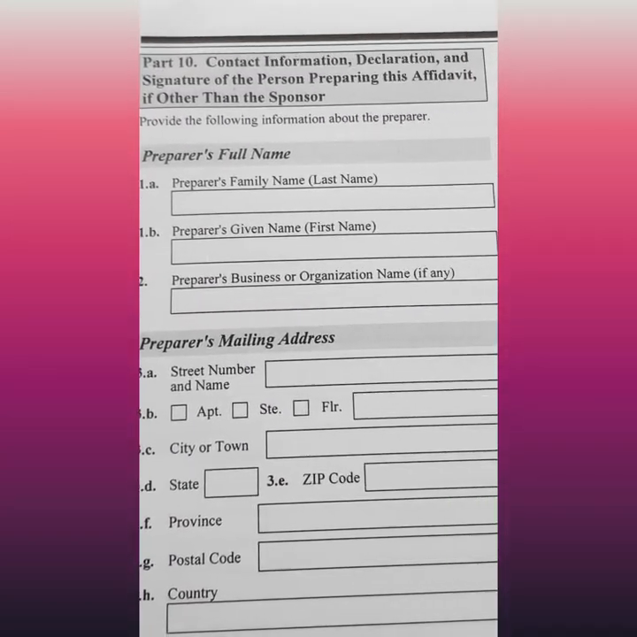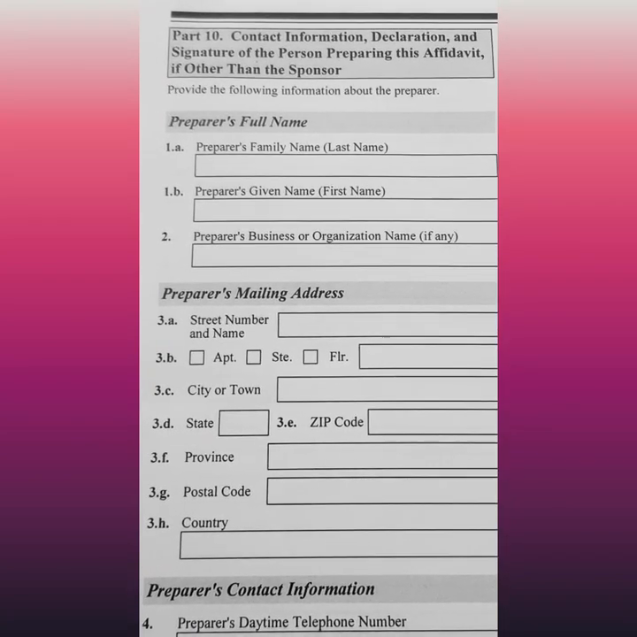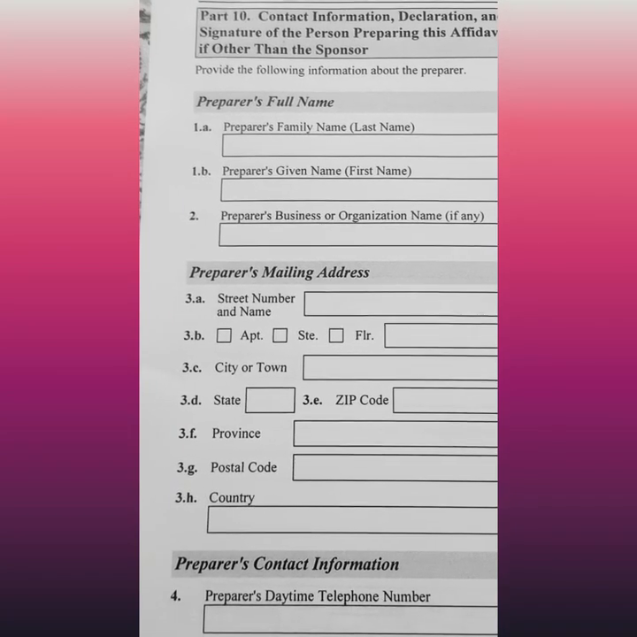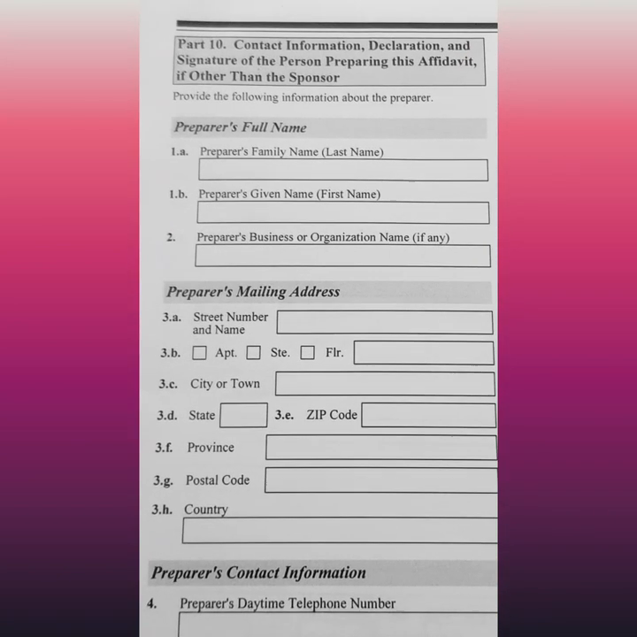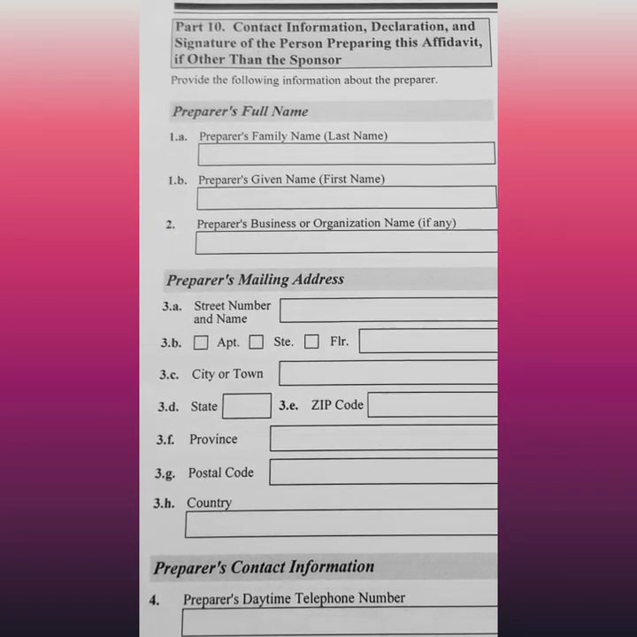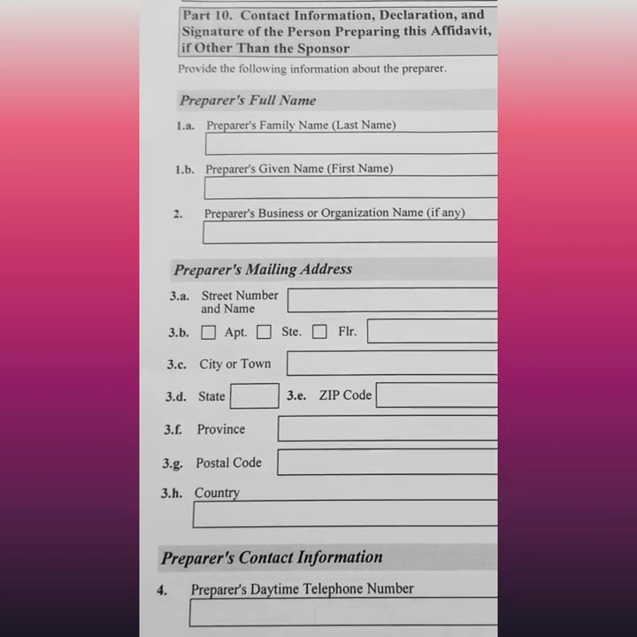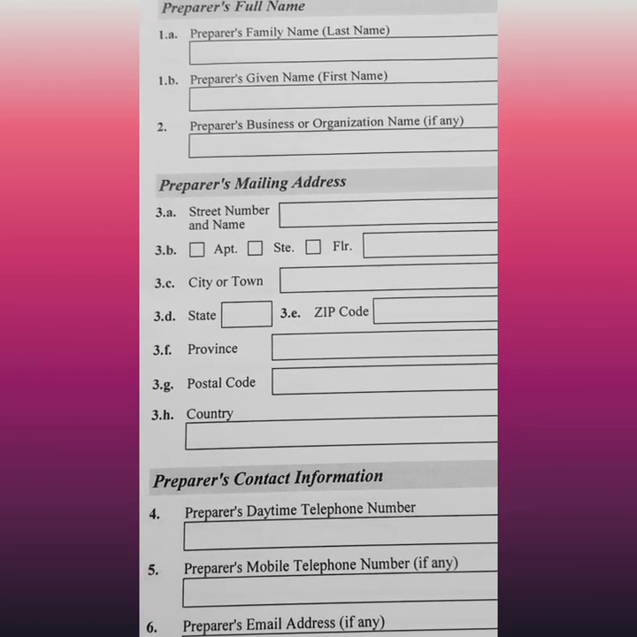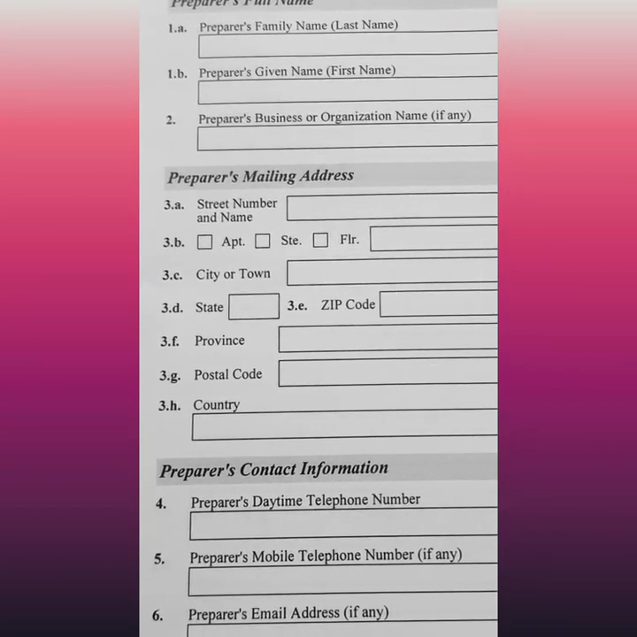Part 10. Part 10 is contact information, declaration, and signature of the person preparing this affidavit, if other than the sponsor. So, whoever helped in preparing this form, they needed the person's last name, first name, and the preparer's business organization name. So, 1A, you have to put in the last name. 1B, the first name. Number 2 is the preparer's business or organization name.